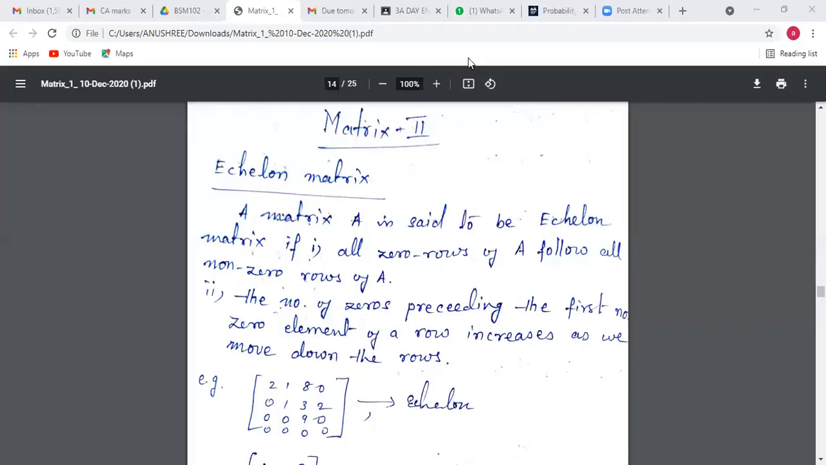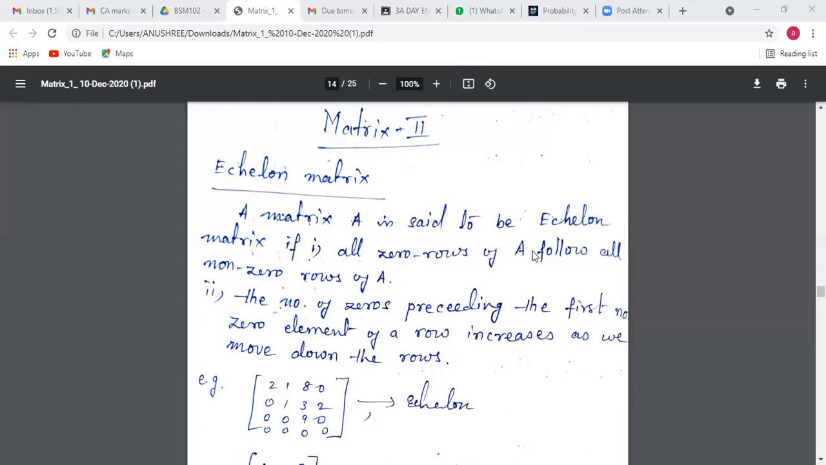Okay. So, echelon form is what? Let us see what is written. A matrix A is said to be an echelon matrix if all 0 rows of the matrix A follow all non-zero rows of A. And number 2: the number of zeros preceding the first non-zero element of a row increases as we move down the rows. So look at the statement carefully.